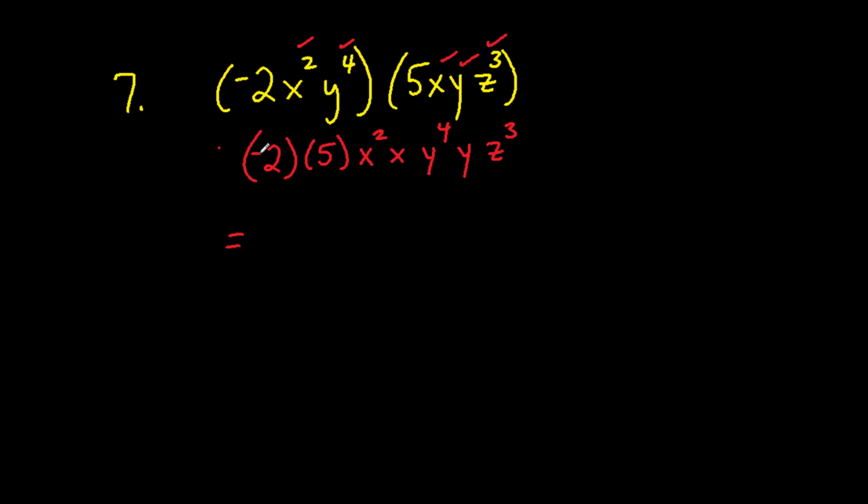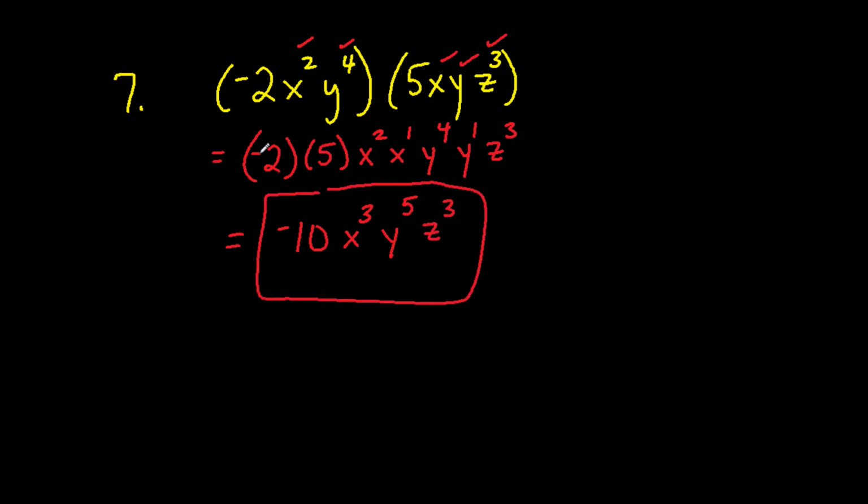So simplifying this, -2 times 5 is -10, and when we're multiplying exponents that have the same base, we add their exponents. So x squared times x to the 1st equals x cubed, and y to the 4th times y to the 1st equals y to the 5th, and then we have a z cubed here. So that represents the final answer to this problem.